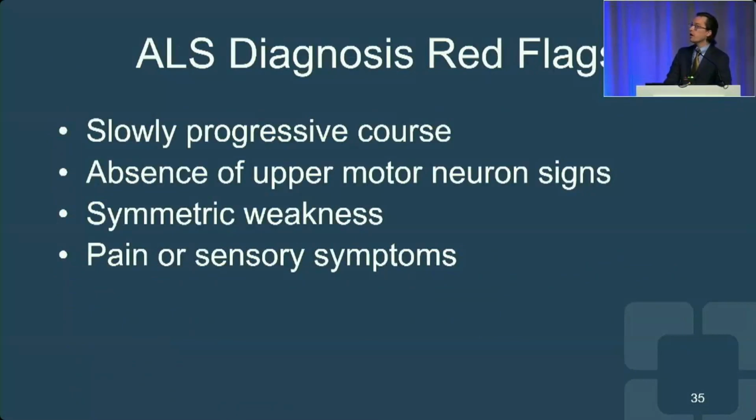So a couple of red flags for an ALS diagnosis. This was slowly progressive, right? Most ALS patients have a 2 to 5 year life expectancy, and he's had symptoms for years and is still walking around, is really only mildly affected. He didn't have any upper motor neuron signs. He does have more generalized weakness, and then, pain or sensory symptoms would also be a red flag.